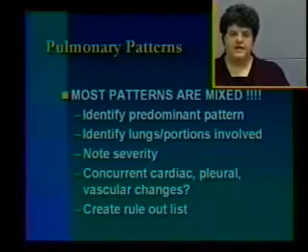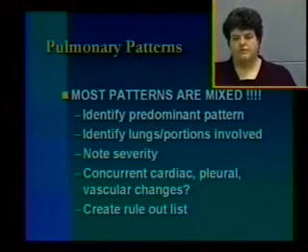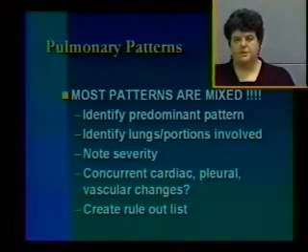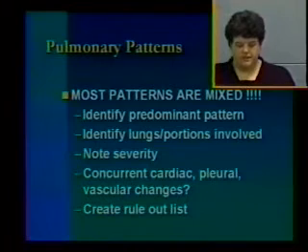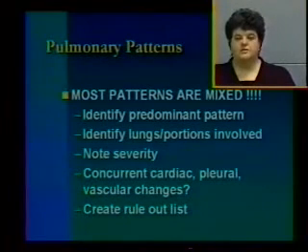So what do you need to do on the NAVLE exam? Well, one, you have to remember that these are going to be fairly obvious examples. So you're going to need to identify the predominant pattern that's present in the radiograph. Then you need to identify the lungs and the portions that are involved. So as in that case we just saw, it was the right middle lung lobe in the periphery that had an alveolar pattern. What we know is that that's a typical distribution of an aspiration pneumonia.